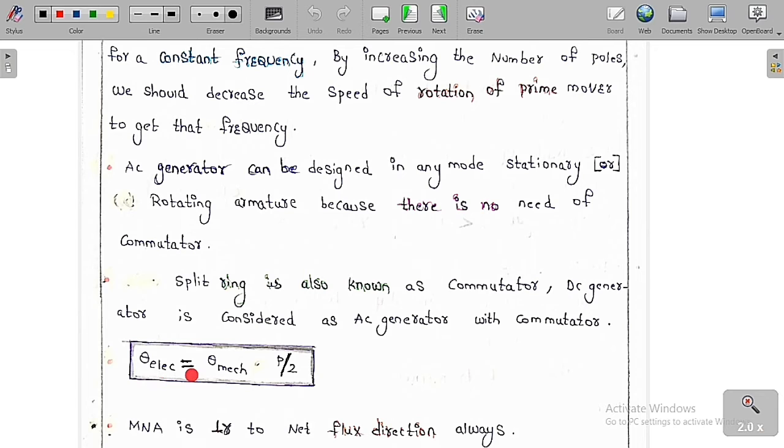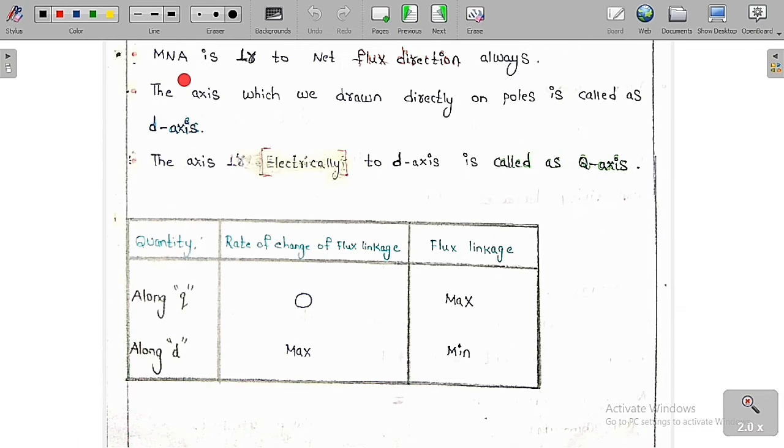So electrical angle is equal to mechanical angle into P by 2, where P is the number of poles. It is always an even number. MN is called the magnetic neutral axis. It is always perpendicular to the net flux direction.